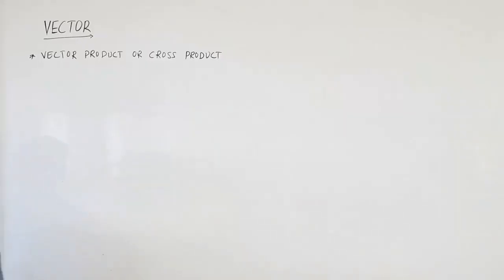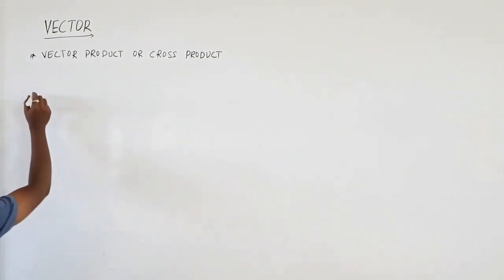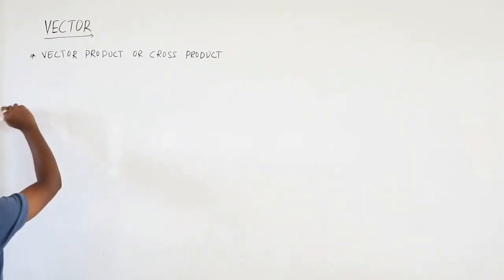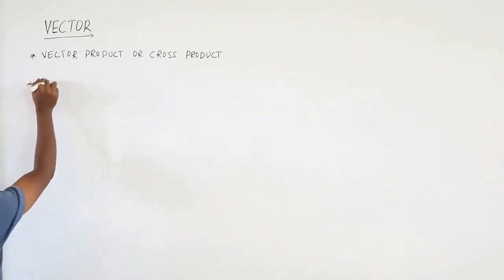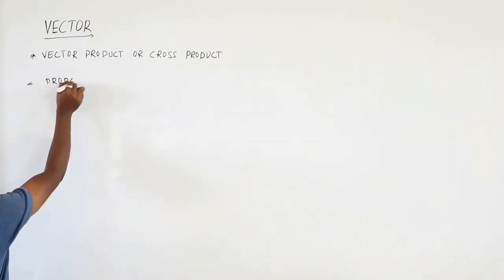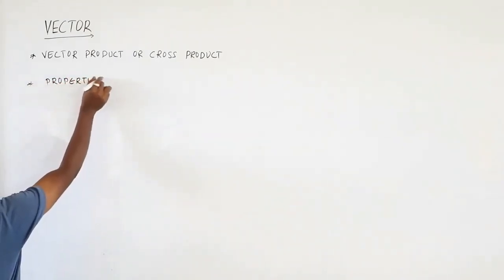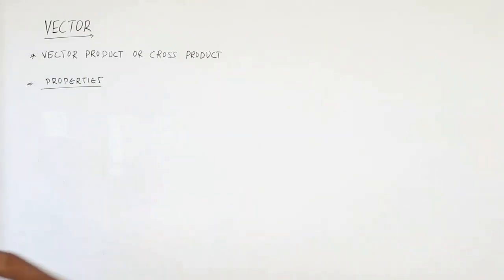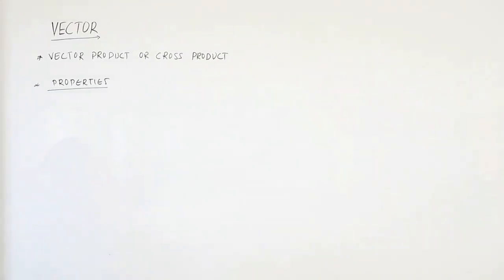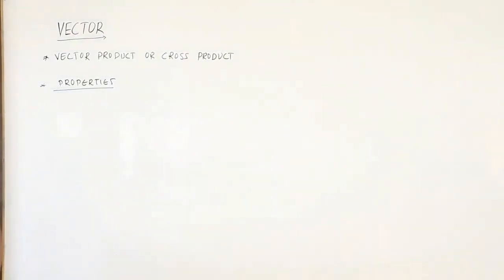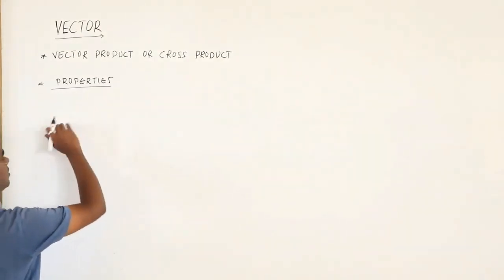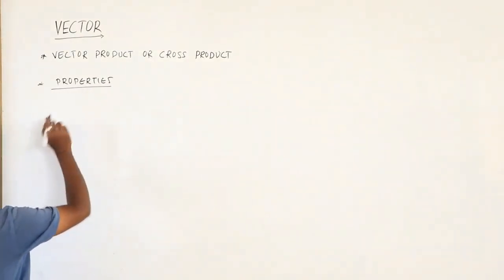Okay, so next I will go to a very important thing, that is their properties. So properties of vector product or cross product. Okay, so properties. Let me explain properties. Sometimes again they will ask me to write any 2 or 3 properties of cross product or vector product. Okay, and it should be helpful for your competitive exams also.